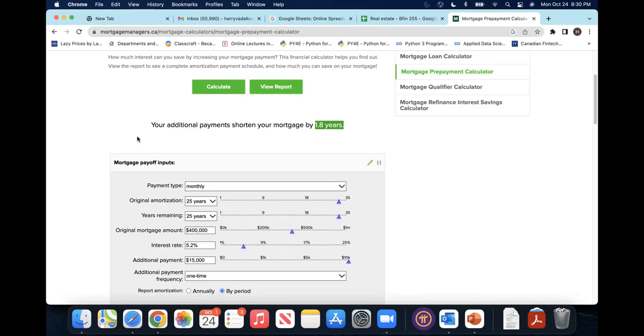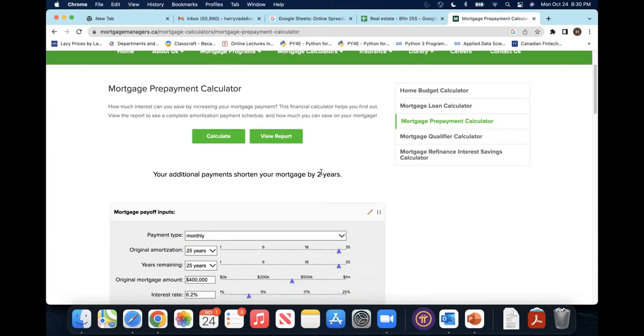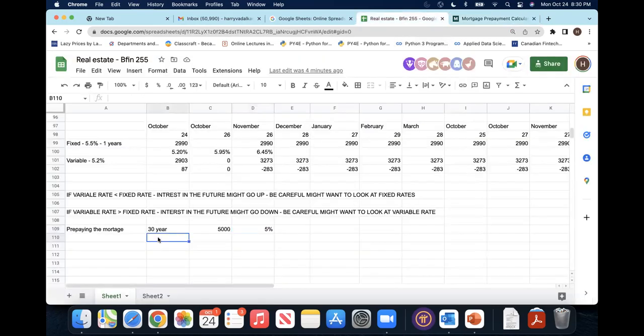So prepayment is of enormous value, especially if the interest rates are high. If this is 6.2%, the savings will be even more. Savings are $50,000 now in the total interest, and the mortgage goes down even further. So always remember to prepay your mortgages when they're new and when the interest rates are high. Instead of taking risk with your money, especially in the stock market, try to pay as much as you can and then start investing.